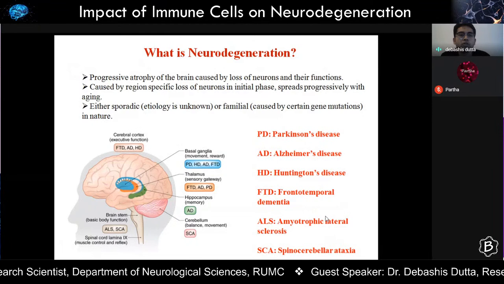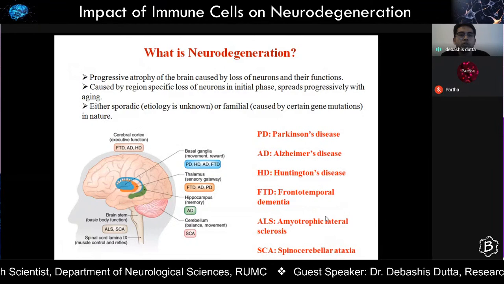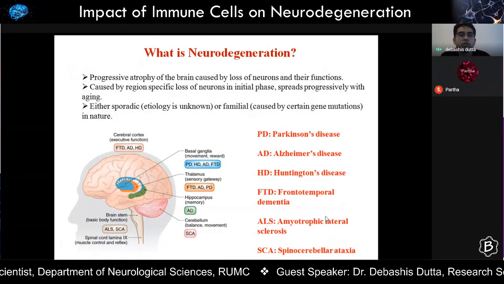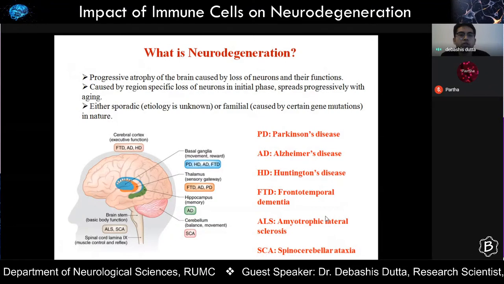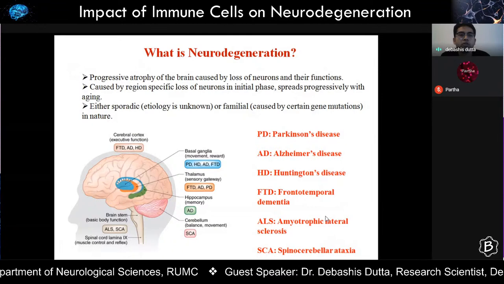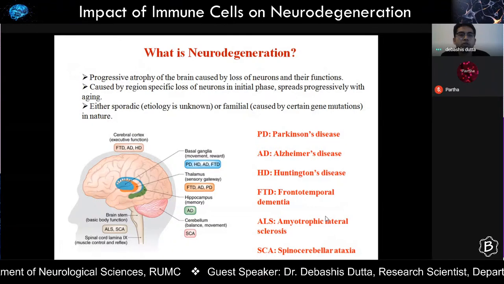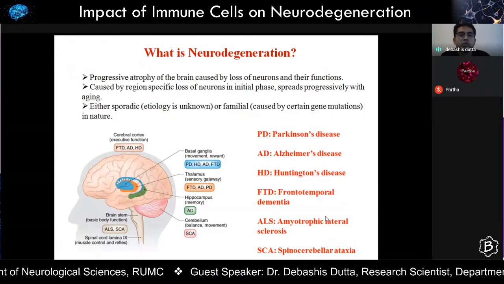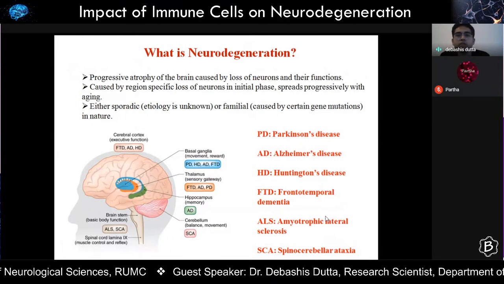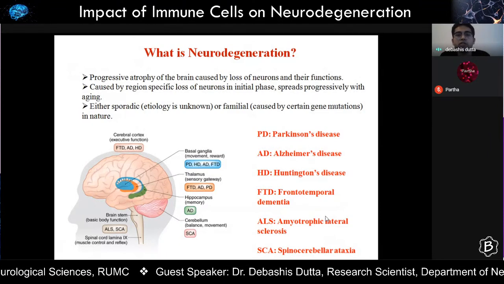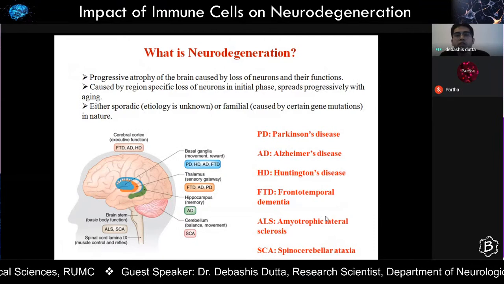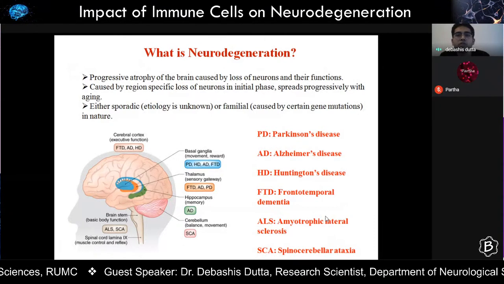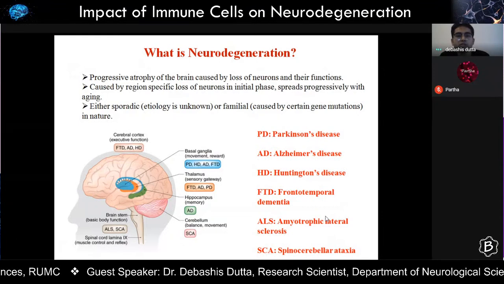And it might be sporadic, where the etiology is still unknown. It can be caused by multiple factors, whether molecular factors, aging-related factors, or environmental factors. And sometimes, in a few cases or for particular diseases, it is familial. By familial, I mean that it is caused by mutations or loss of function of certain genes.